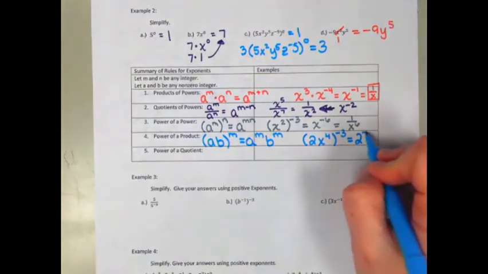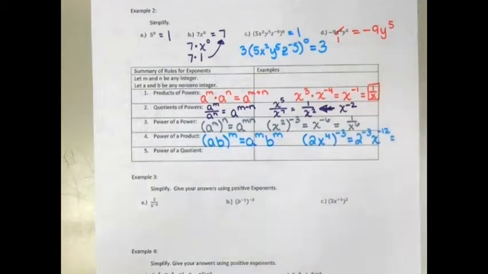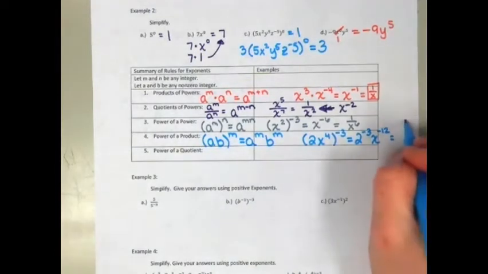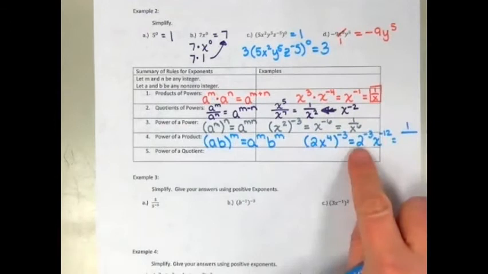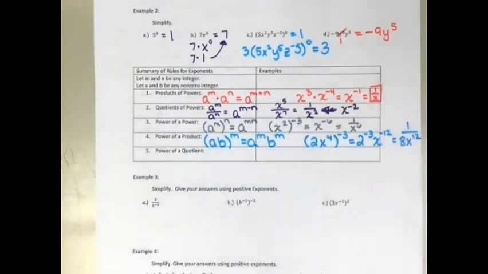2 to the negative 3rd, x to the 12. So what do we have to do with those? Put them on bottom. So 1 over, what's 2 cubed? 8, x to the positive 12.